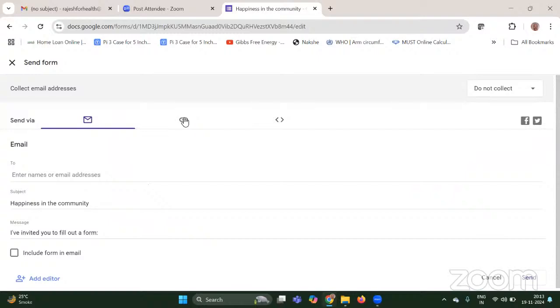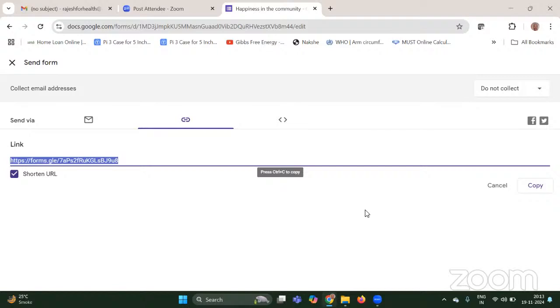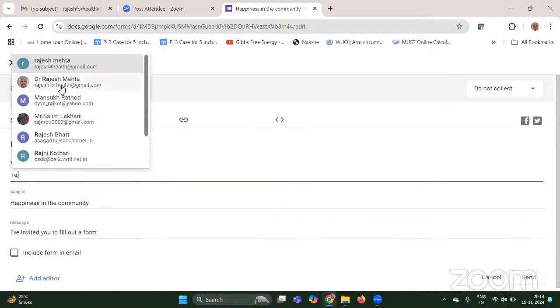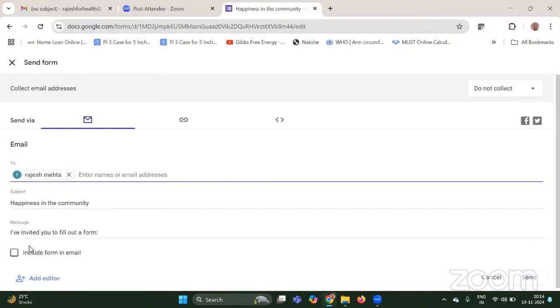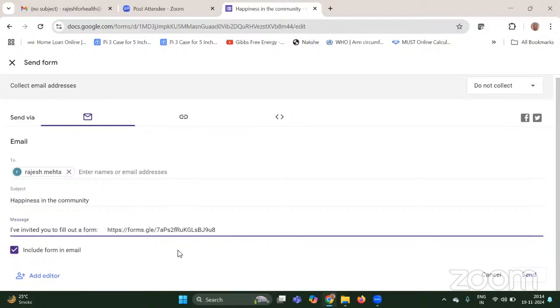Now, if we want to send the link to someone, here is the thing which you can copy, and this whole link you can make a shortened URL, and this shortened URL you can copy from over here. Copy. I can send this form by email, for example, Rajesh for health at gmail.com. Include form in the email, right? And in this message also I can include the link, right? And I can send it like this.